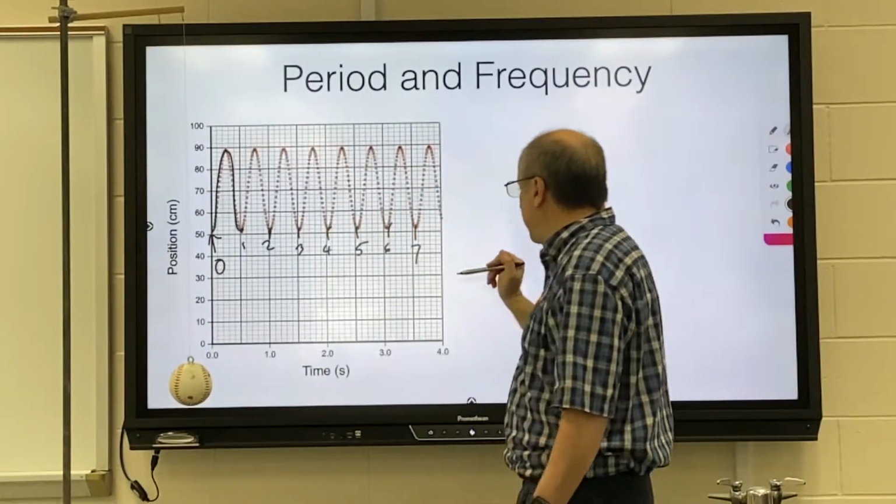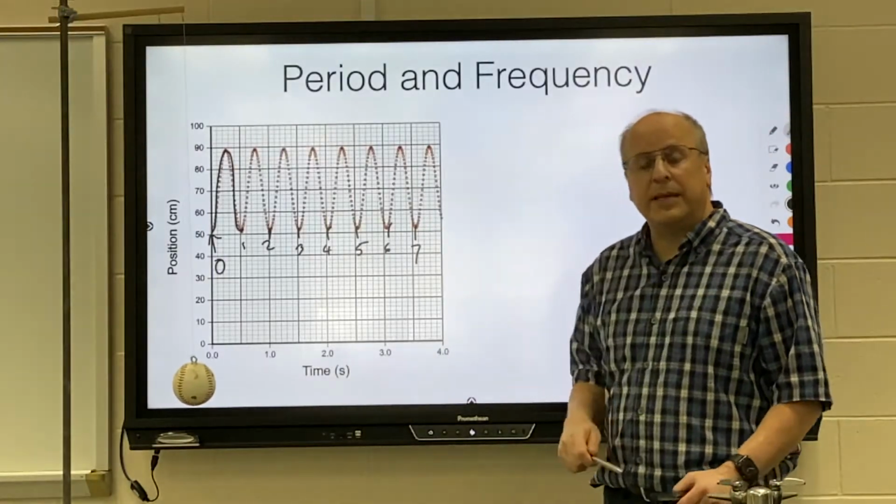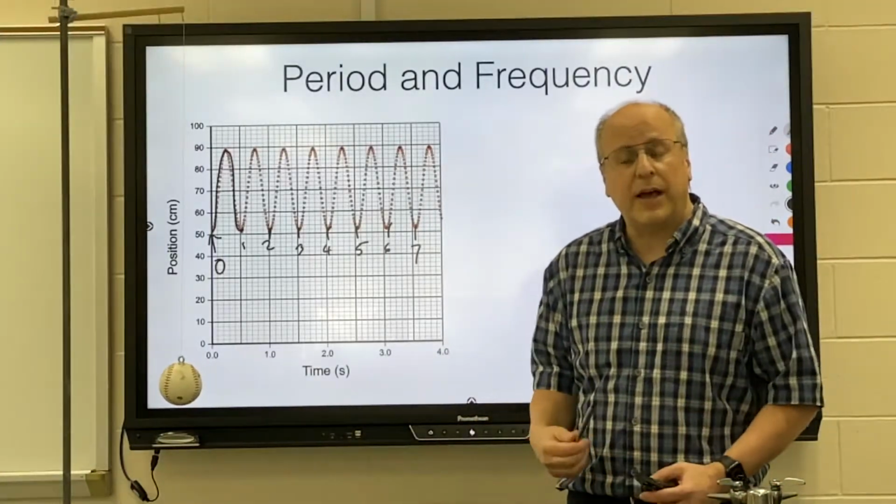So once again, 7 seems to be the magic number. And again, period, time divided by 7, frequency, 7 divided by time.